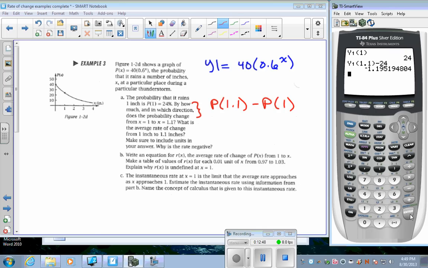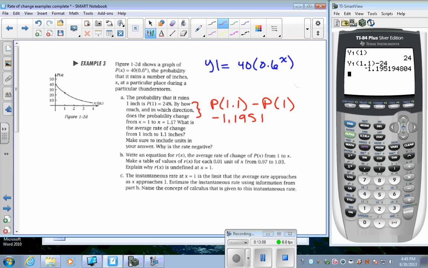So that difference is negative 1.1951. When you write down answers for calculus, I want 4 decimal places and then chop it off. Do not round to that 4th decimal place. Simply give me 4 decimal places and discard the remaining decimals.